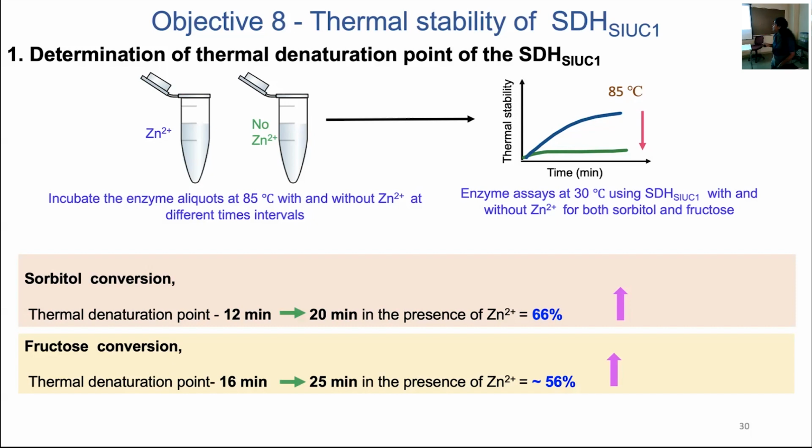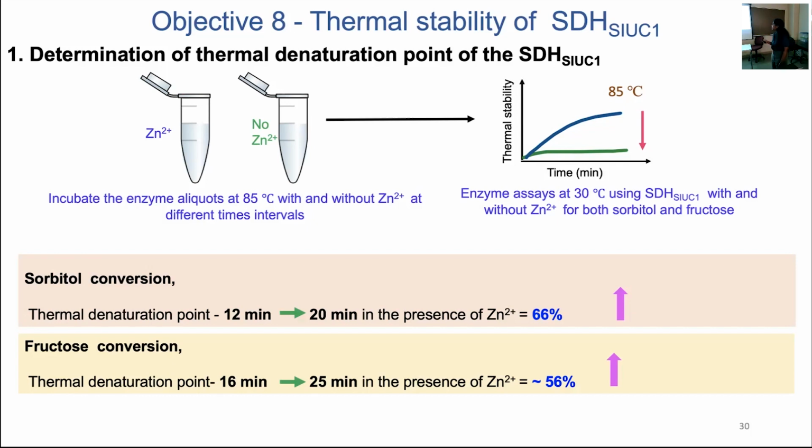To do this, we used two different conditions. One is we pre-incubated the enzyme at 85, adding zinc into it. And the other condition was the pre-incubation of the enzyme at 85 without adding zinc into it. And after pre-incubation, we took aliquots of the enzyme to run the enzyme assay for both fructose and sorbitol at 30 Celsius.